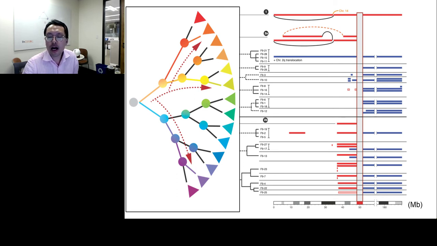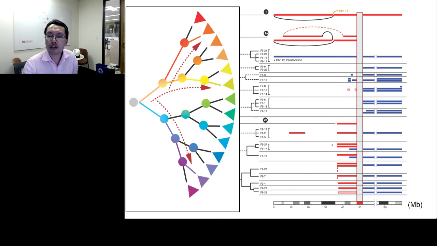In the interest of time, I'm not going to go into the detail of how we use the rearrangement pattern to infer the phylogeny, but simply show you the result of our reconstruction of the different events in the course of evolution. For example, the first event marks the initial ancestral break on the telomeric side that is accompanied by an internal translocation followed by a translocation to chromosome 14.